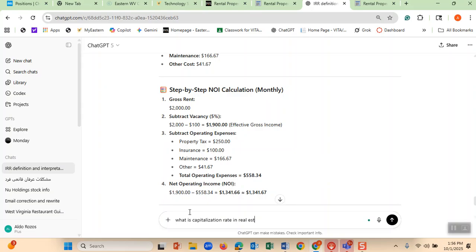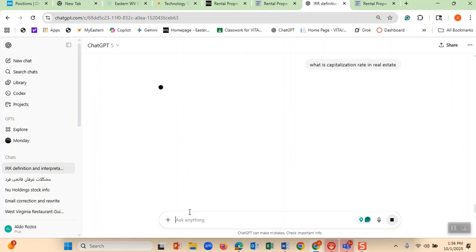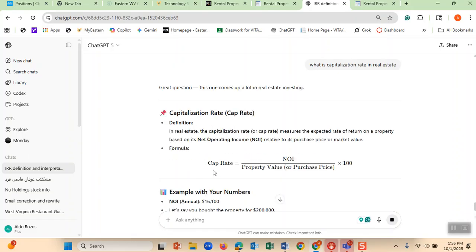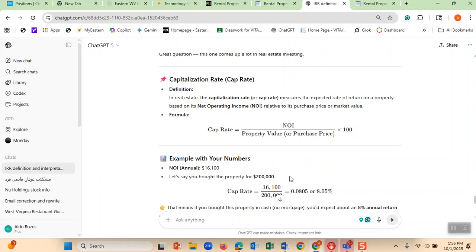Here we go. And then capitalization rate. It gives you the capitalization rate, NOI, and rate of return. NOI is net operating income, and we will talk about it. It is divided by property value. Therefore, any of these terms you do not know, you can easily come to here. In this case, it has calculated that the house is $200,000, and the net operating income is $16,000 annually, and that's where 8.05 comes in.